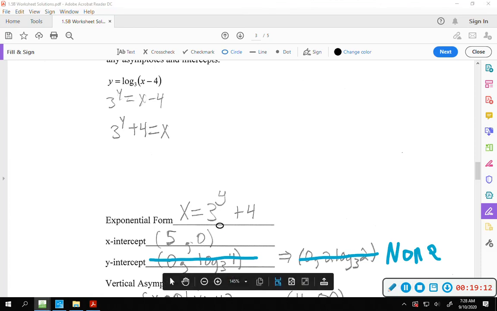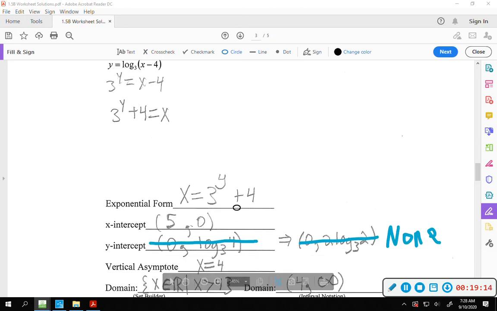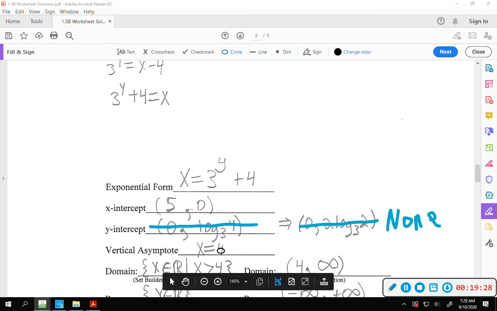How do we establish the vertical asymptote? Remember the vertical asymptote, we just need to look at when does the argument equal 0. X minus 4 equals 0 when x equals 4. Remember, a vertical asymptote is always x equals the value.